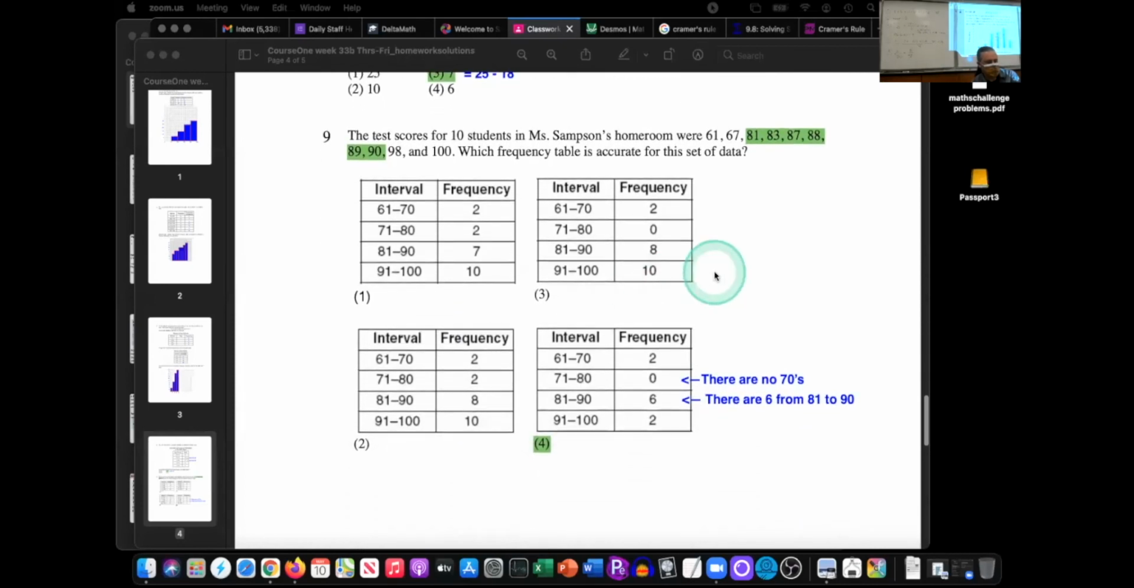Okay? Now, picking which one there is, the main difference is that there were zeros from 71 to 80 for the 2 on the right, but on the left, there was a 2. But wait, if you look at the numbers, there's no 70s. So if there's no 70s, then that means that second group has to be 0. Okay, and it looks like from 81 to 90, there's 6 numbers, not 8. So that is why that is correct.